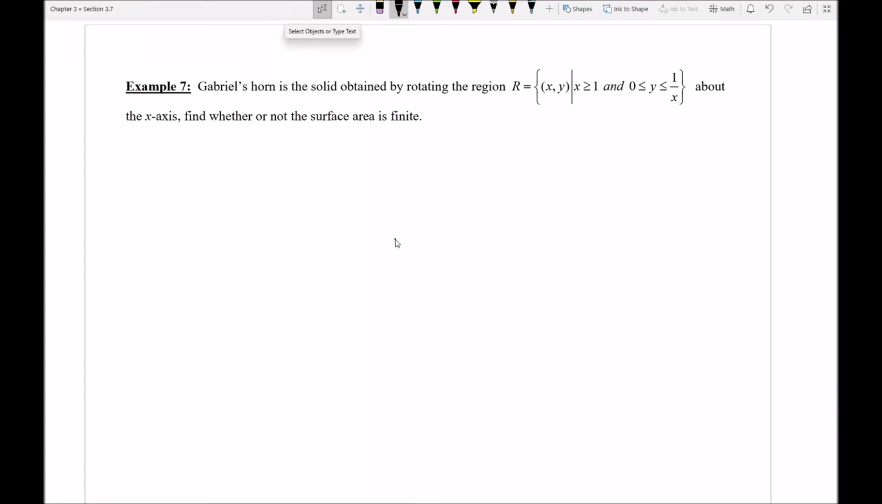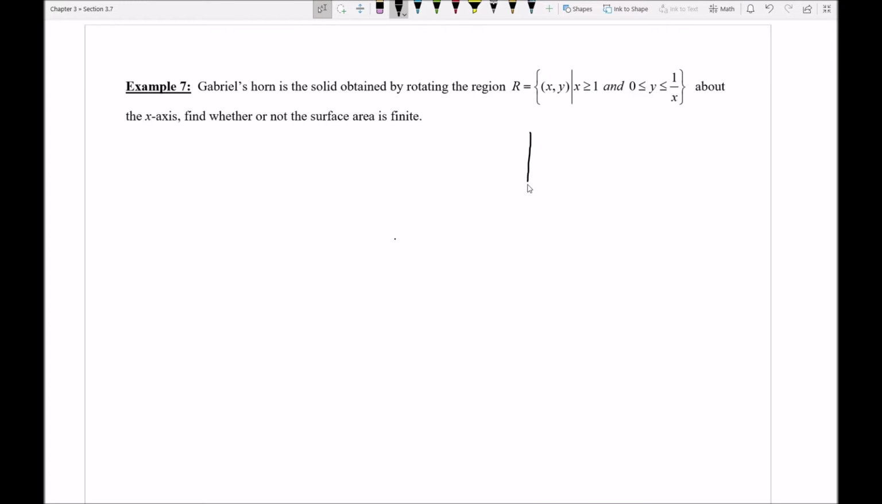Let's take a look here at the last example in 3.7, and our last example of all of Chapter 3, and probably the greatest example of all of Chapter 3, Gabriel's horn. Gabriel's horn is a solid that is obtained by rotating the region R, given here, about the x-axis, and our goal is going to be to find whether or not the surface area of Gabriel's horn is finite.